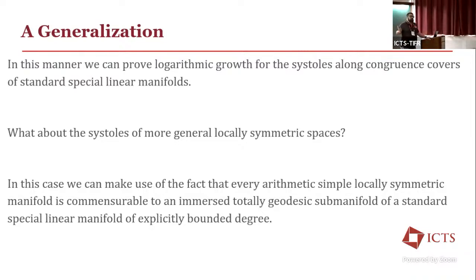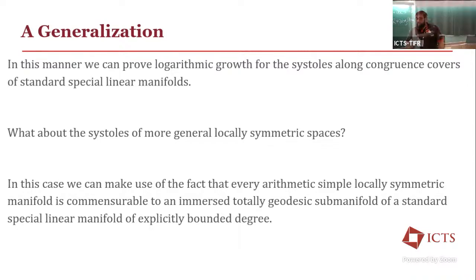What about more general spaces? In this case, we make use of the following fact. Every arithmetic, simple, locally symmetric manifold is commensurable to an immersed, totally geodesic submanifold of a standard special linear manifold of explicitly bounded degree. So we're going to take the general case, immerse that manifold into one of our special linear manifolds, and then deduce the result from that.